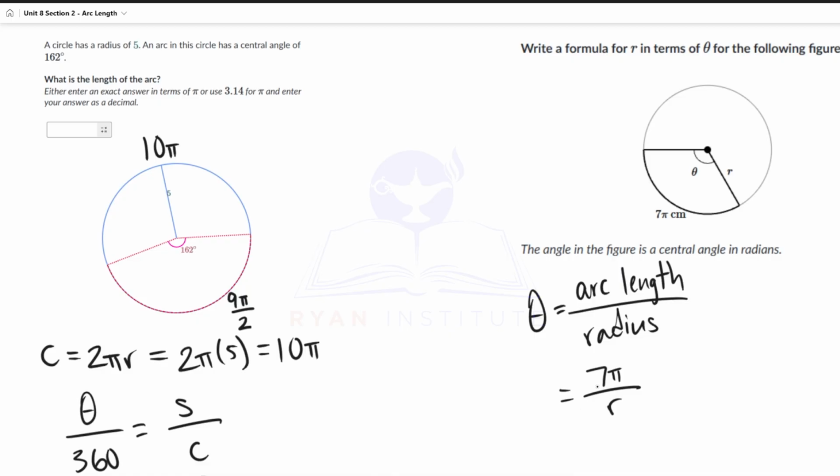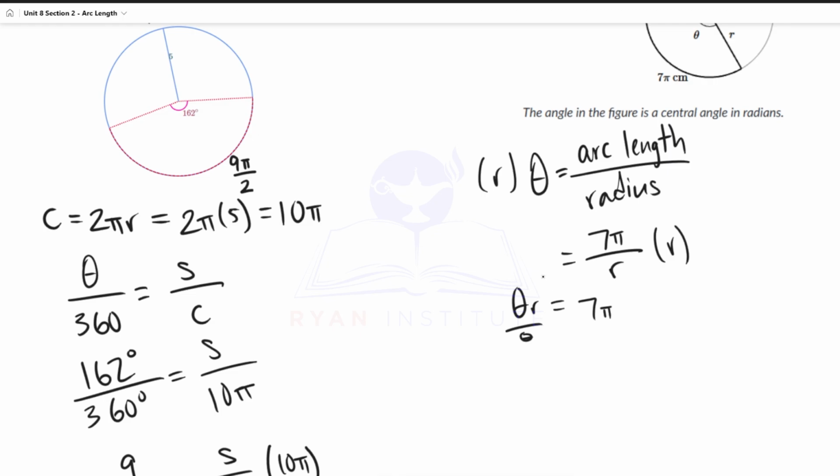In order to get r by itself, because it tells us to write a formula for r, we need to multiply r on both sides. So we're now given theta r equal to 7 pi, and then we divide by theta on both sides. So we can get r equal to 7 pi over theta.